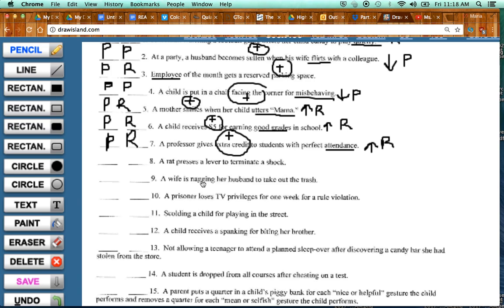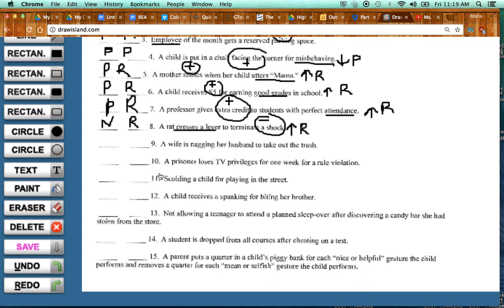A rat presses a lever to terminate a shock. We want to increase the behavior of the rat pressing the lever, so that will be reinforcement. And the rat wants to take away the shock, so it wants to take away the aversive stimulus. So number 8 will be negative reinforcement because the rat wants to take away that stimulus of the shock. And again, your way of X comma Y, first the rat has to press the lever in order for that shock to get taken away. And that's that key part that I think your graph really does a good job with.